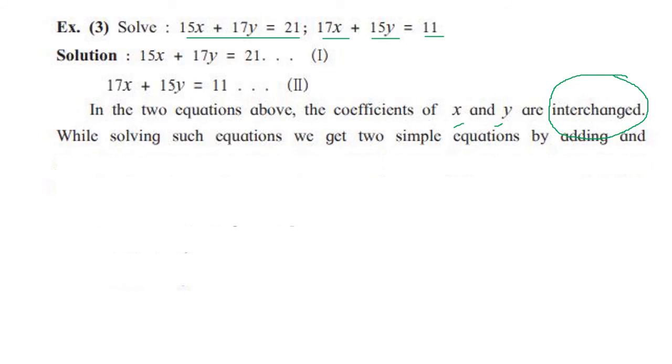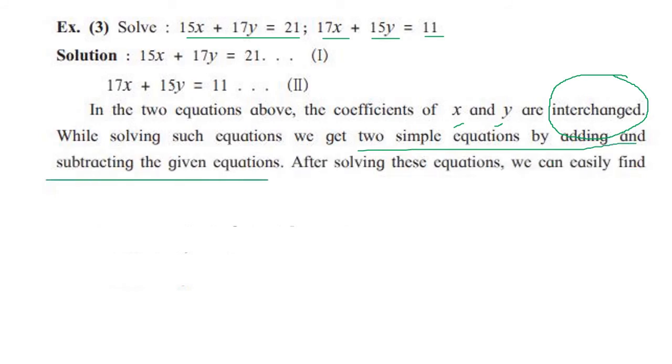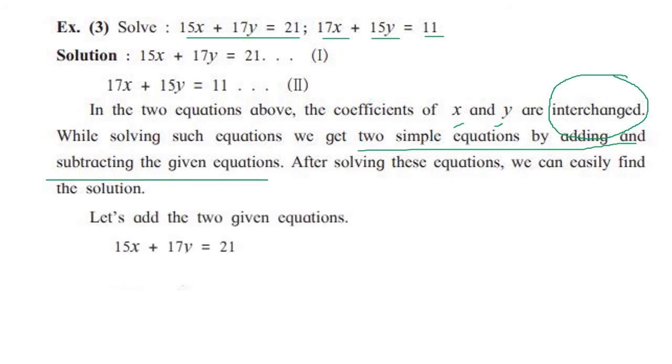While solving such equation, we get two simple equations by adding and subtracting the given equation, so that we can easily find the solution. What is it? Let us add the two given equation. How will we add? 15x plus 17y is equal to 21. 17x plus 15y is equal to 11. Add किया तो क्या हो गया?